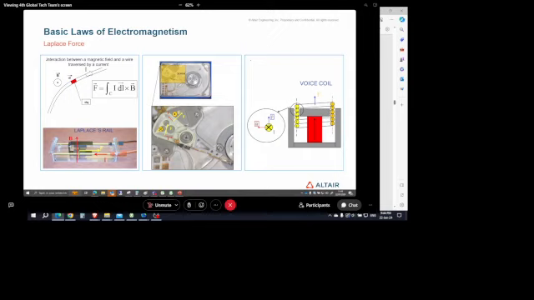Okay, so let's talk a little bit about Laplace force or Lorentz force, depending on where you are. I'm based in France, and I like to talk about and use Laplace force instead of Lorentz force. Sorry. So then, Laplace force, what is it?